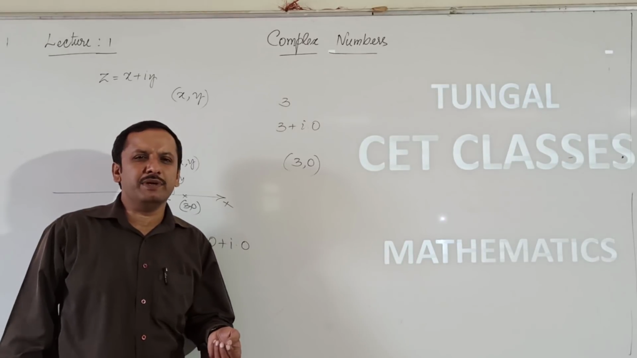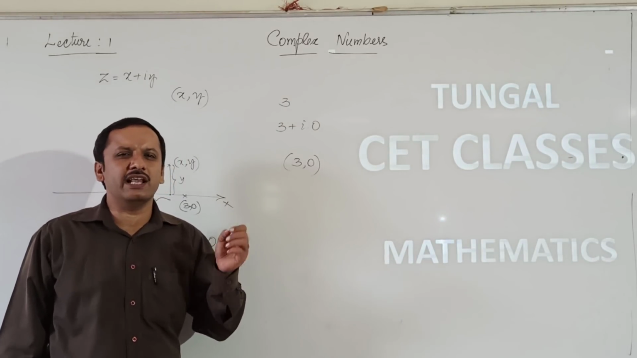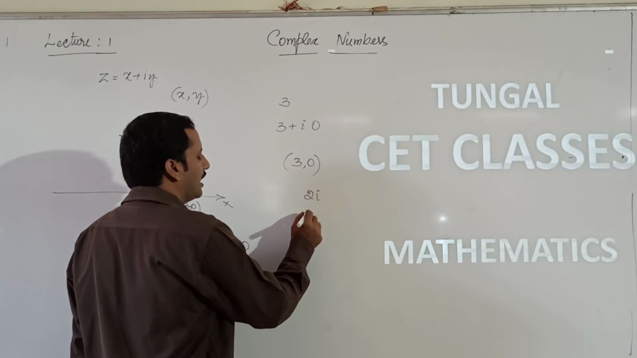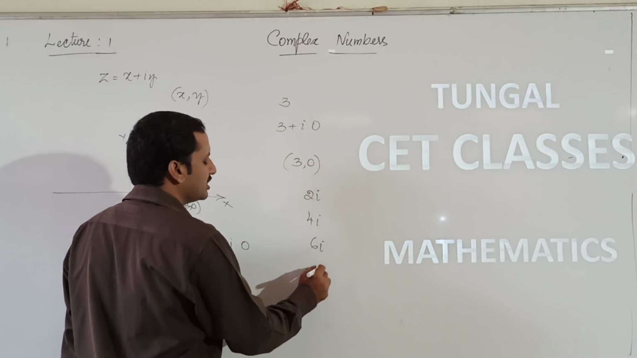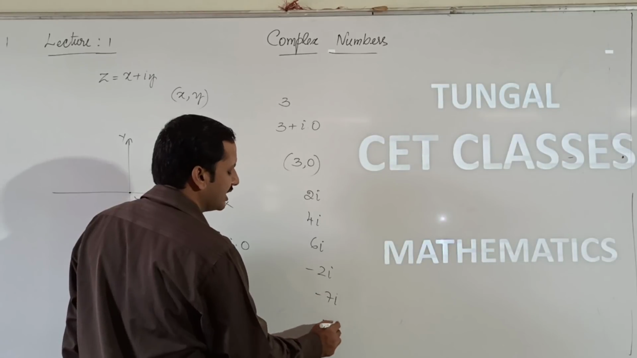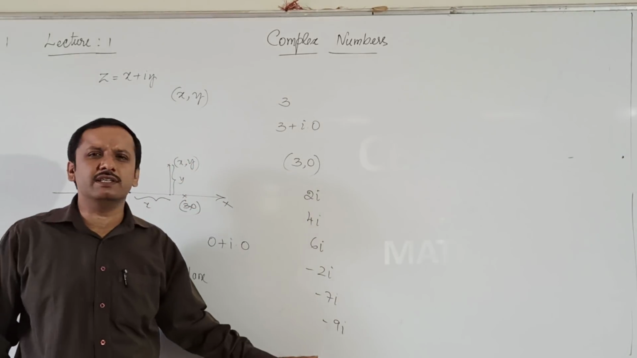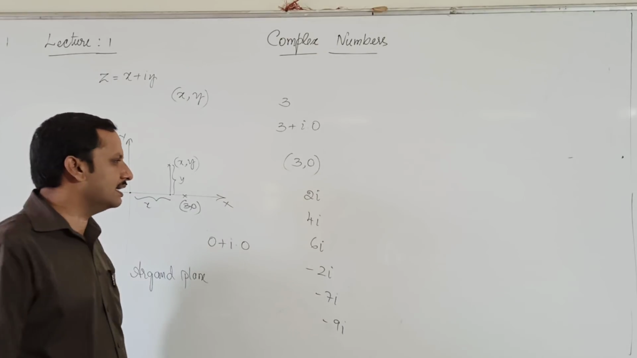Purely imaginary means a complex number whose real part is 0. So I am talking about, say, 2i, 4i, 6i, minus 2i, minus 7i, minus 9i. Let me plot these points, these complex numbers. I want to represent these complex numbers on the Cartesian plane.